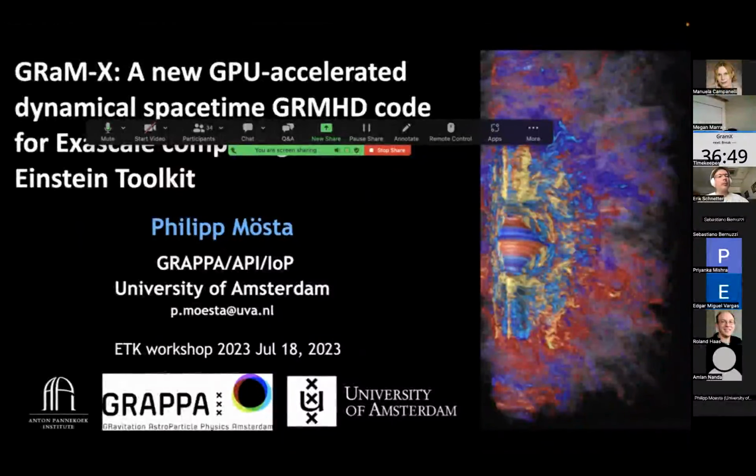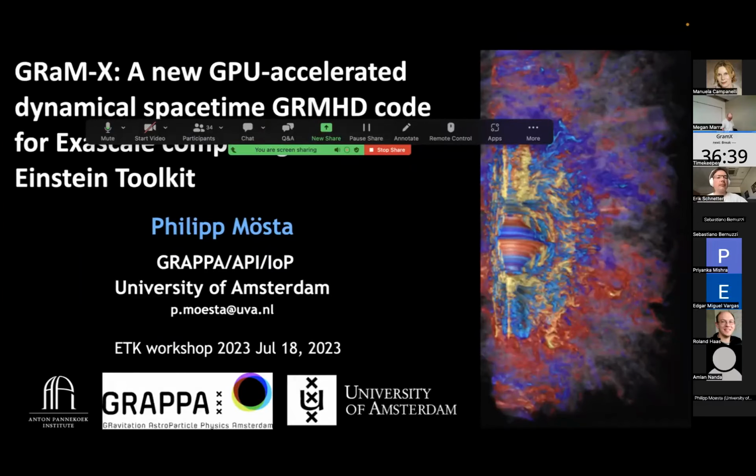And I decided to talk about GRaMX, which is a new GPU accelerated dynamical spacetime GRMHD code that we developed in the group here. This work has mainly been led by a PhD student here in the group, Swapnil Shankar, who I think is also in the meeting, and has been done in collaboration with the Carpet X developers. I'm going to give a little bit of an update of where we are in development of the code and what the next steps are, and slot that into what we want to do with the code ultimately.